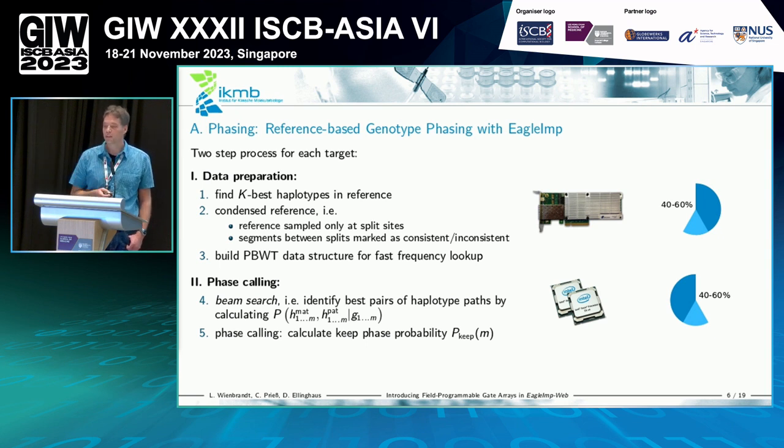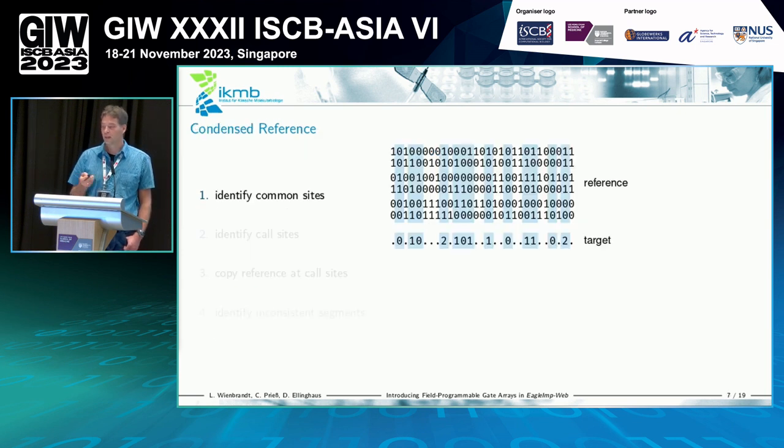So we can only reach a speed up for the phasing part of around 2, because we only speed up half of our problem. Well, in the algorithm, how do we do that?